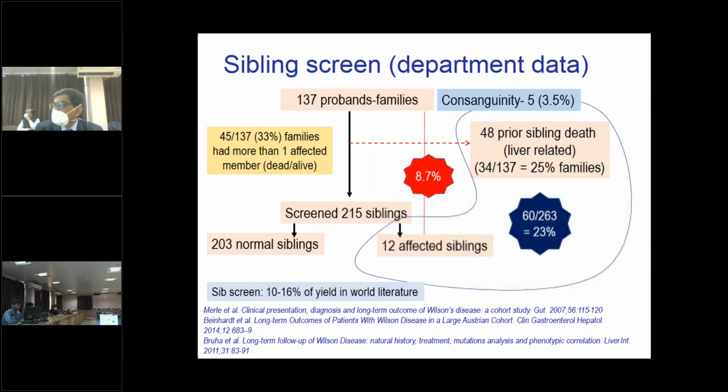Further, if we take into consideration all the affected, the 48 prior deaths as well as these 12, it constitutes around 23% of the total siblings, which conforms to the autosomal recessive pattern of Mendelian inheritance seen in Wilson disease. In the world literature, as we can see, sibling screening yields around 10 to 16% of cases of Wilson disease.